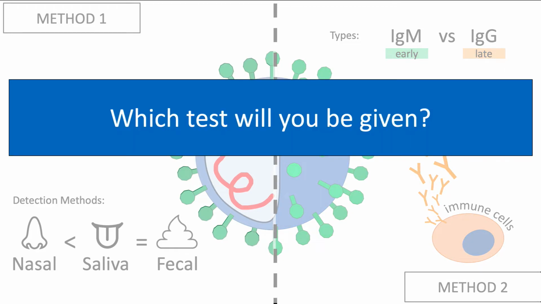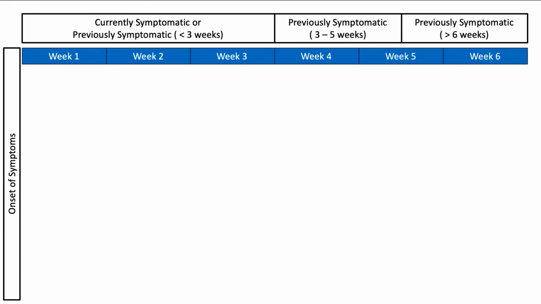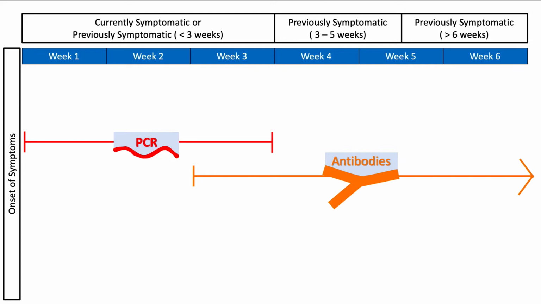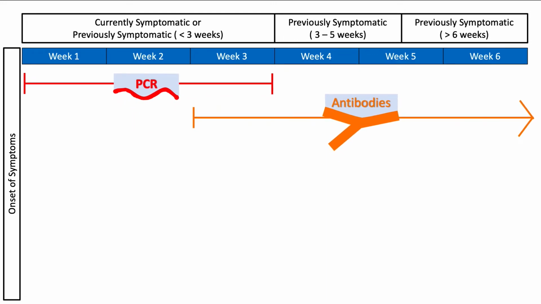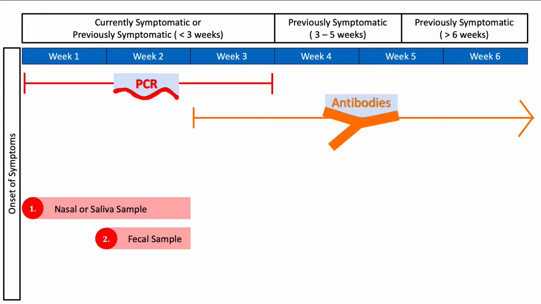So which test will you be given? This depends on when you became symptomatic, as the ability to detect the virus in different ways changes over time. If you currently show symptoms or have shown symptoms of COVID-19 within the last 3 weeks, PCR tests are more likely to be accurate, whereas antibody tests are more accurate beginning 3 weeks after initial symptoms. In the first few weeks after the onset of symptoms, if you are in fact infected with COVID-19, PCR tests on nasal and saliva samples are the most accurate and likely tests that you will be given.